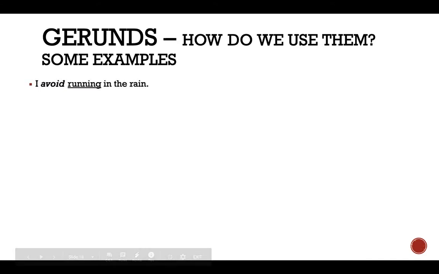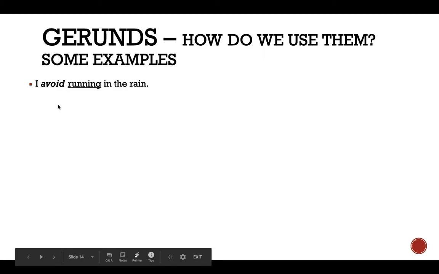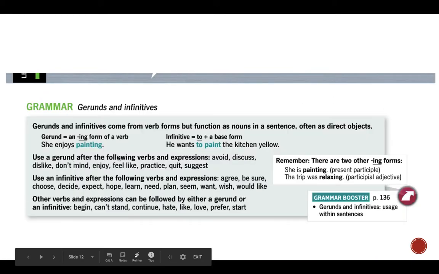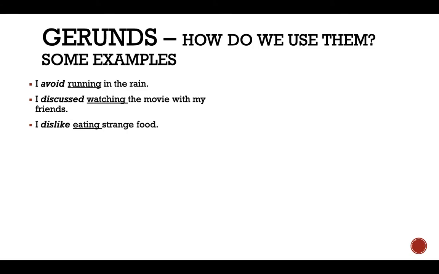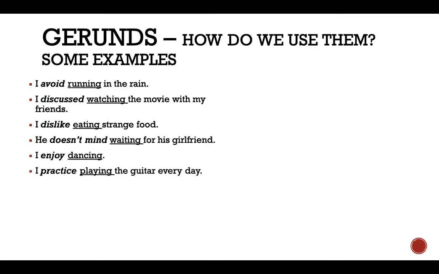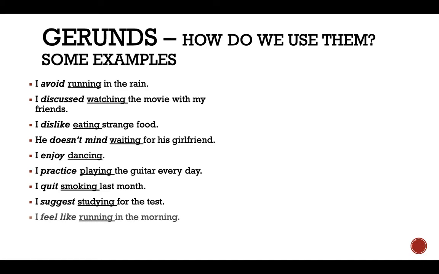Okay, so here are some examples, and I'll just read through them one time. These are all the words from this box up here. I avoid running in the rain. I discuss watching the movie with my friends. I dislike eating strange food. He doesn't mind waiting for his girlfriend. I enjoy dancing. I practice playing the guitar every day. I quit smoking last month. I suggest studying for the test. I feel like running in the morning.